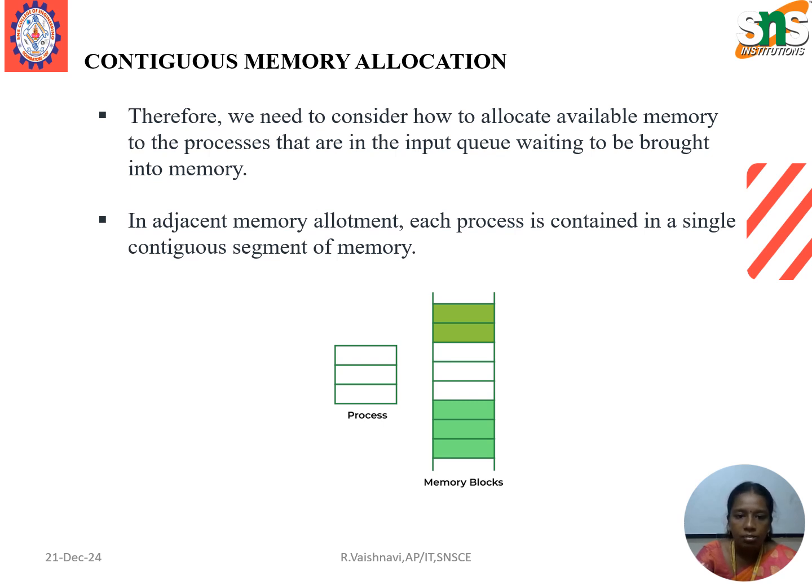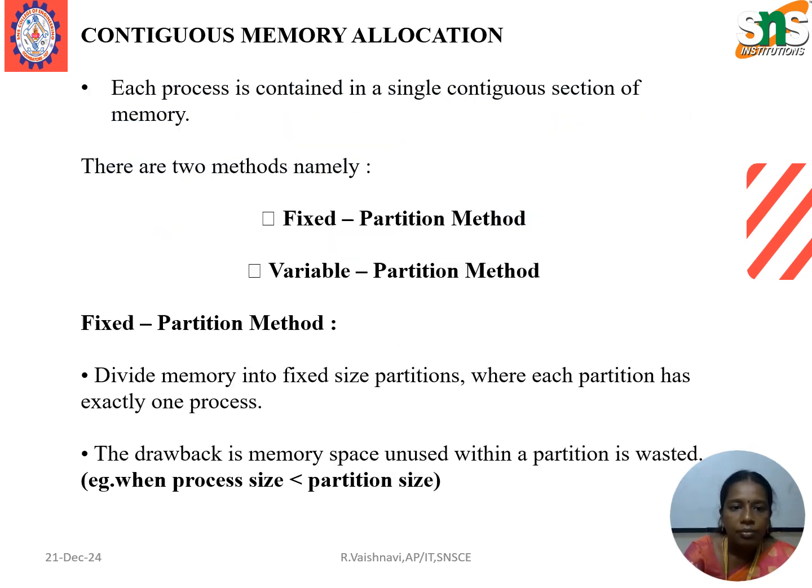In contiguous memory allocation, each process is contained in a single contiguous segment of memory. Here we have the diagram for contiguous memory allocation. The small empty boxes represent the processes, and here we have the memory blocks. According to the availability of the memory blocks, the processes will be allocated. Each process is contained in a single contiguous section of memory.